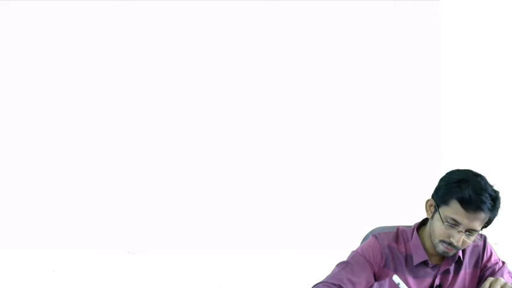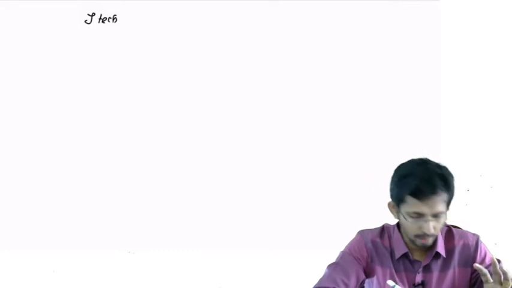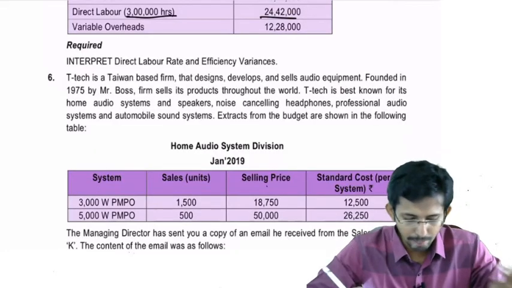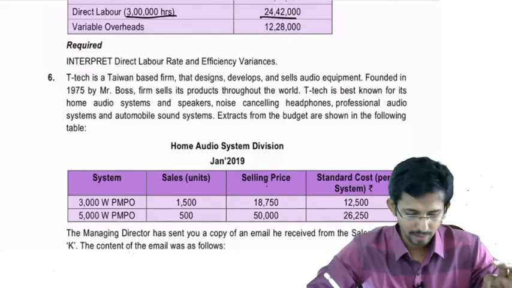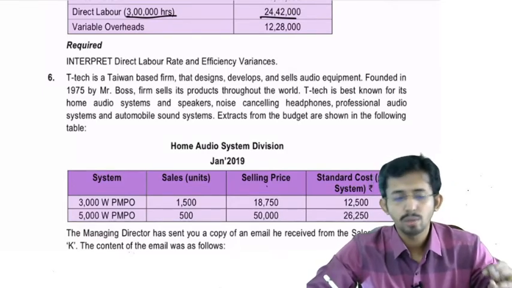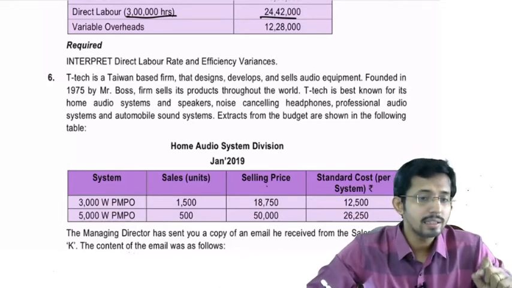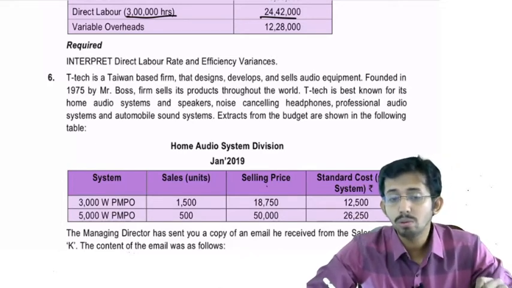So what is the name of the company? T-Tech. And this is a Taiwan-based firm. Now, what does this company do? This company designs, develops and sells audio equipment. Now, founded in 1975 by Mr. Bose, the firm sells its products throughout the world.